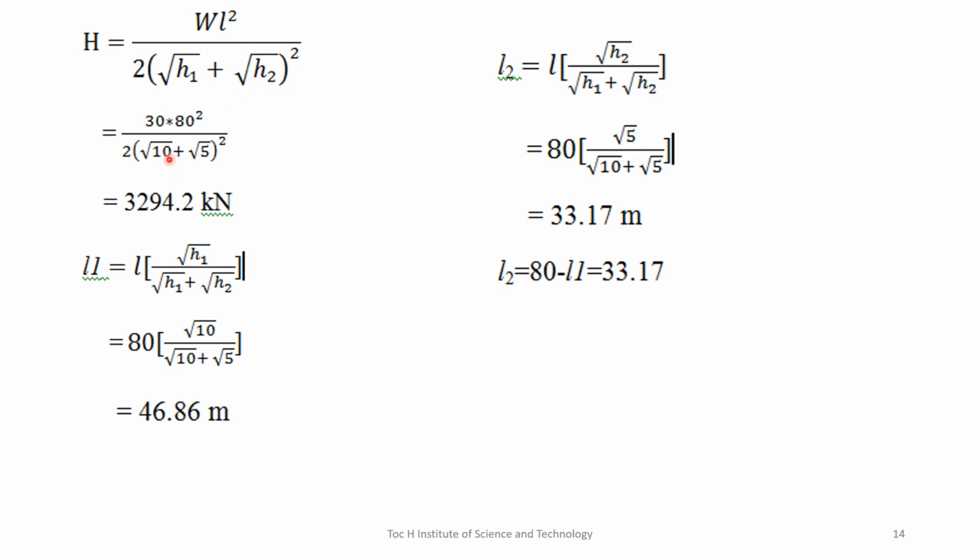So H1 is at a height of 10 meter from the central part of the cable, and H2 is at a height of 5 meter from the central part of the cable. So the horizontal thrust is equal to 3294.2 kilonewton, and L1 you got as 46.86 meters, and L2 is equal to, since the total length is given as 80, 33.17, or use the equation to calculate L2 and you got it as 33.17 meters.